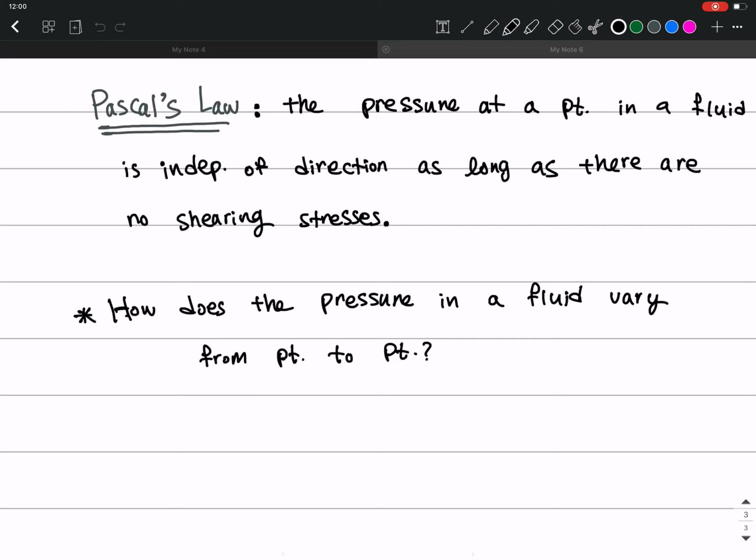Okay, so now we want to answer this question: how does the pressure in a fluid vary from point to point? We know Pascal's law, which says the pressure at a point in a fluid is independent of direction as long as there are no shearing stresses. So let's see how the pressure varies from point to point in a fluid.